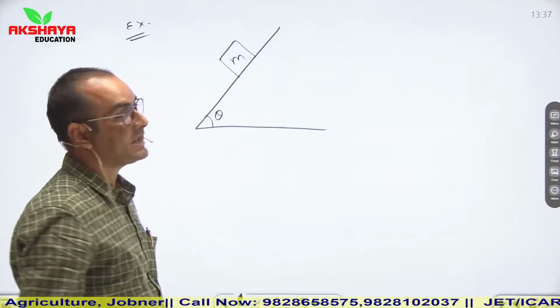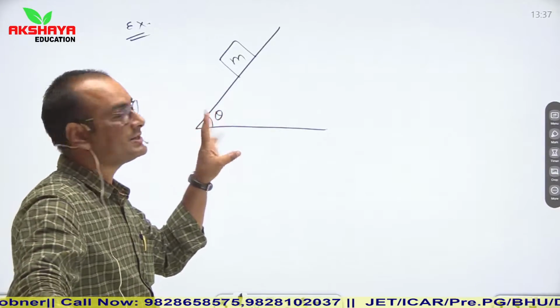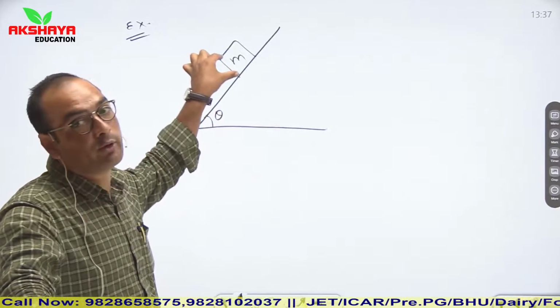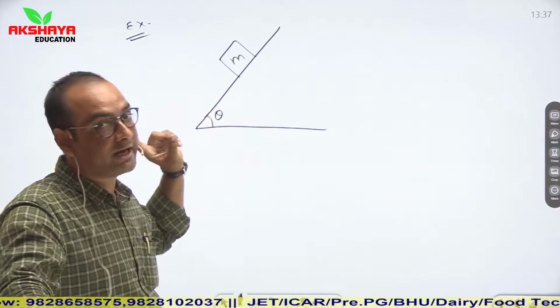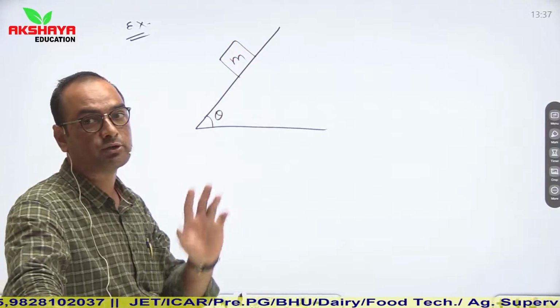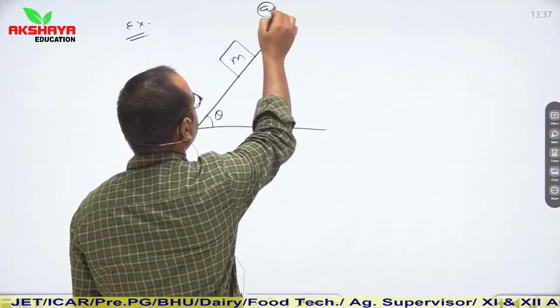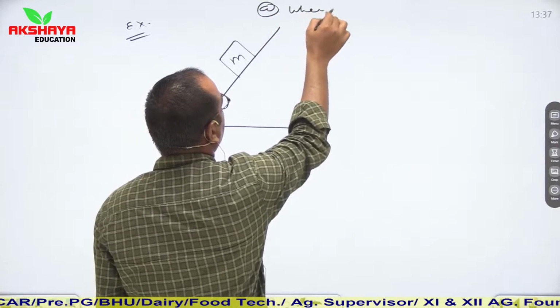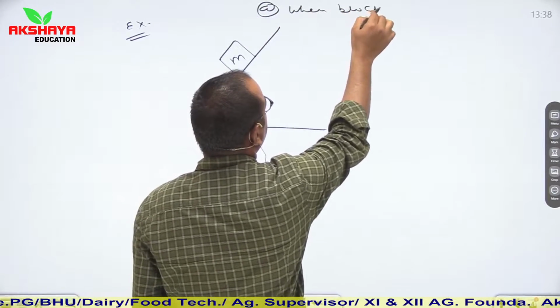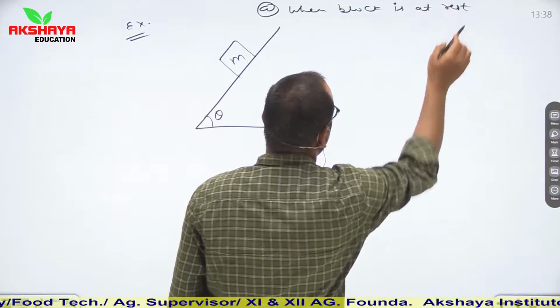This block of mass m is placed here, and I'm going to explain three conditions here. One is when this block is at rest, second when it accelerates upwards, and when it accelerates downwards. So we are going to discuss three conditions. First one is when block is at rest. Block is at rest.